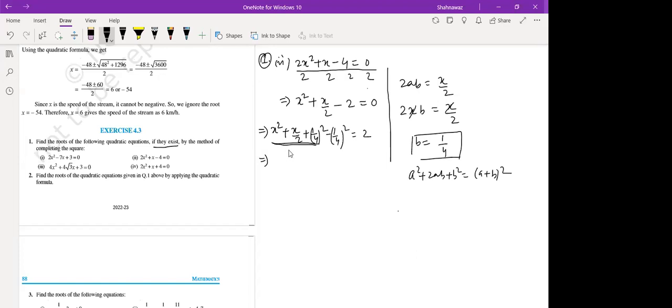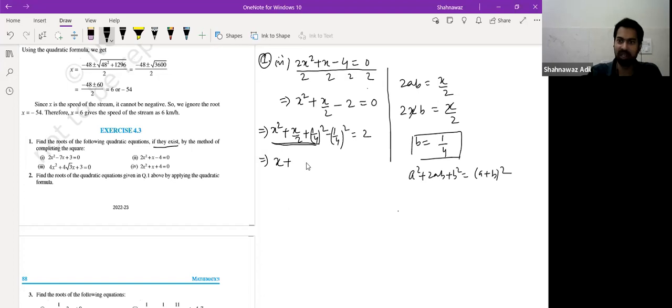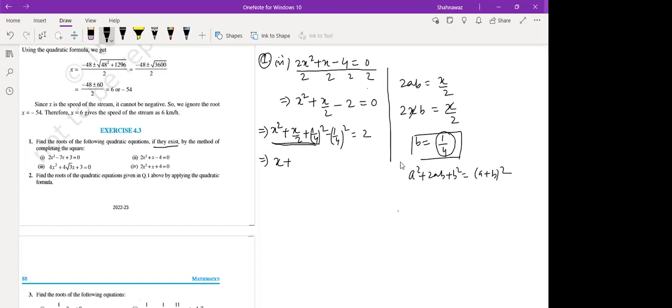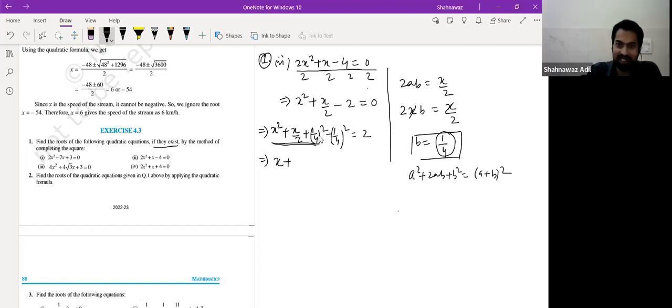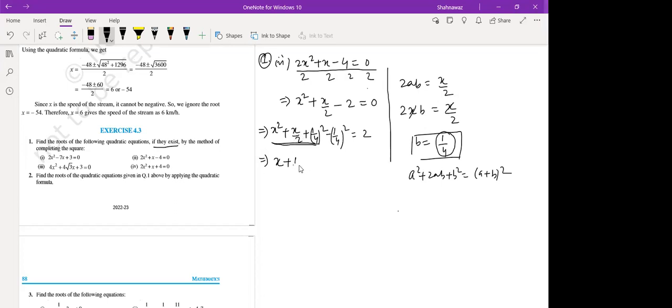So what is our a? What is our b? a is x and b is x by 2. No, we calculated b, it is 1 by 4. Sorry. So plus b square is this, b square. This is 2ab, right?